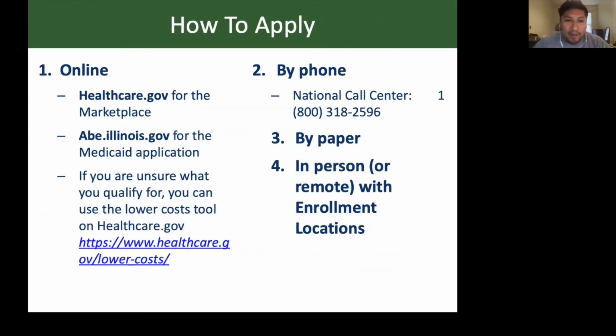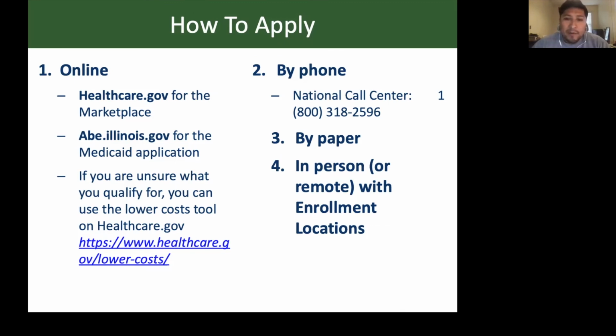And how to actually apply. There are a few ways. Healthcare.gov, again, is going to be a one-stop shop where you can submit and it'll give you a determination. You can also go directly to aid.illinois.gov, and that is if you know specifically that you are within the income range for Medicaid. You can use the tool through healthcare.gov to see what that might be if you don't want to submit an application right off the bat and want to explore your options.